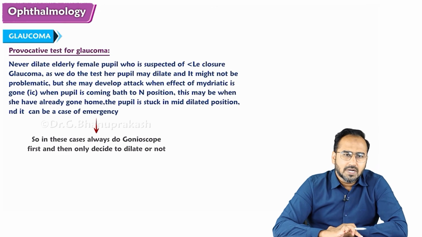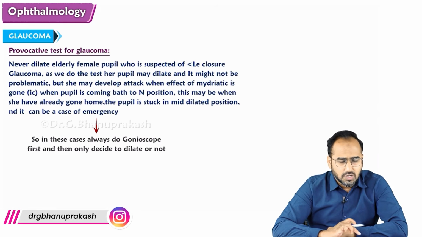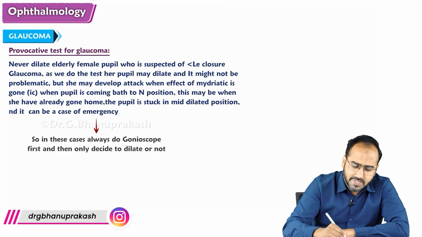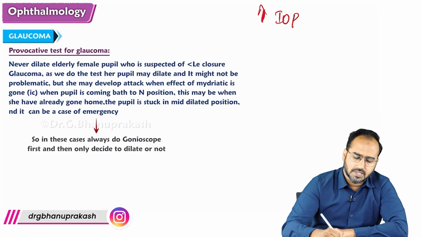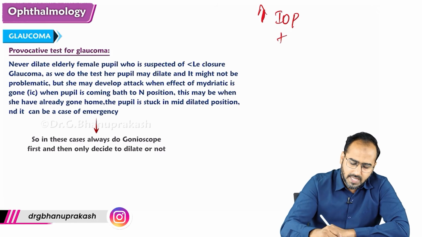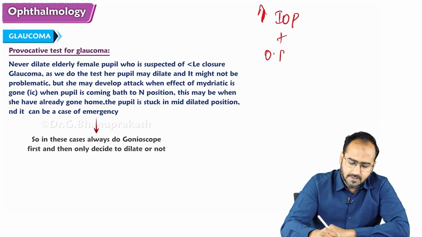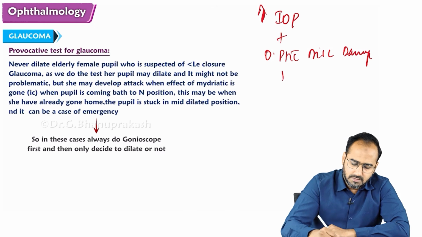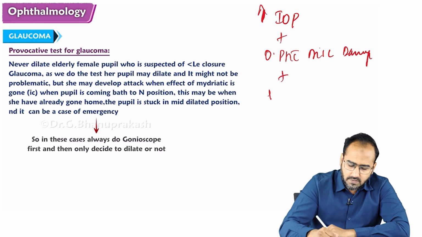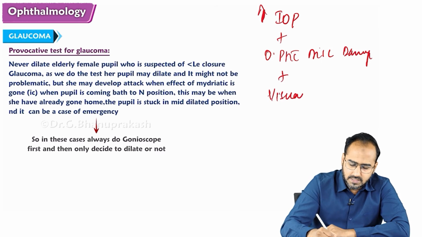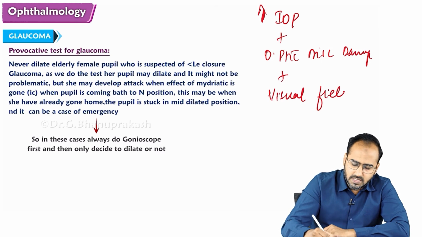So now guys, remember, we have discussed the intraocular pressure. In glaucoma, I told you glaucoma is characterized by three things. It is characterized by raised intraocular pressure plus optic disc damage plus visual field defects.